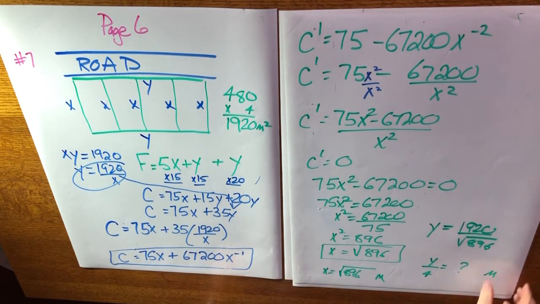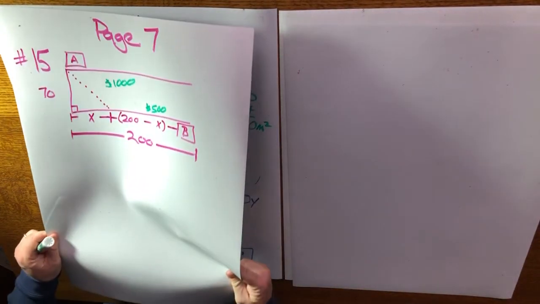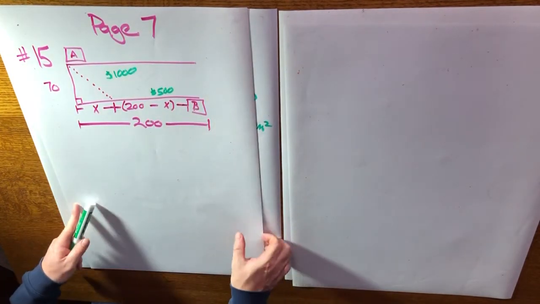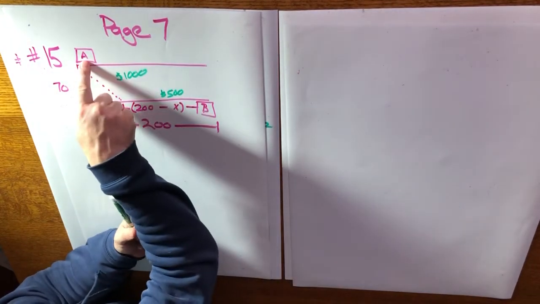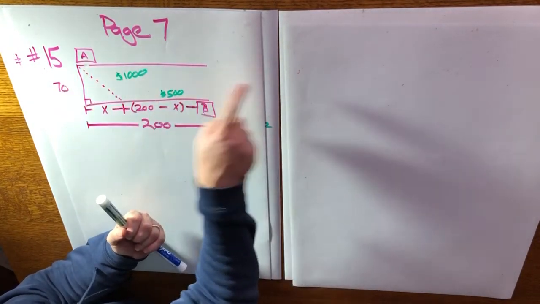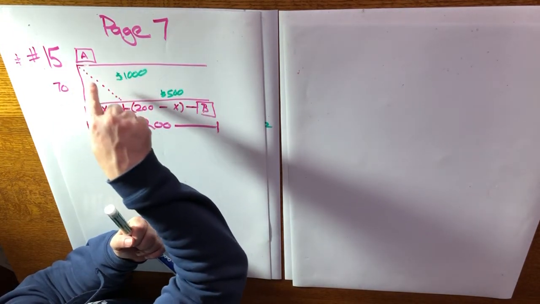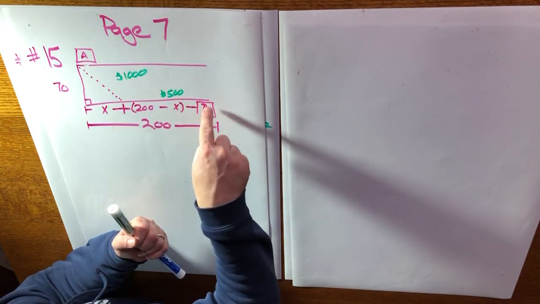The last question that I want to do is on the next page, page 7, and it's question number 15. So when you read this particular question, you'll notice that you have a building A and a building B, and they span this field, and you have to have an underground wire that goes from A across the field somehow to the other side, and then continuing on all the way to B.